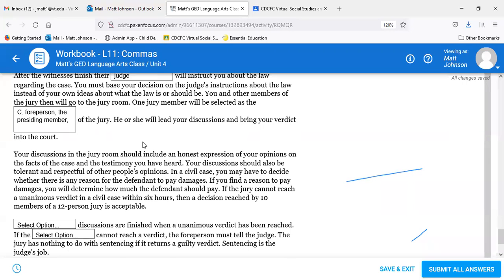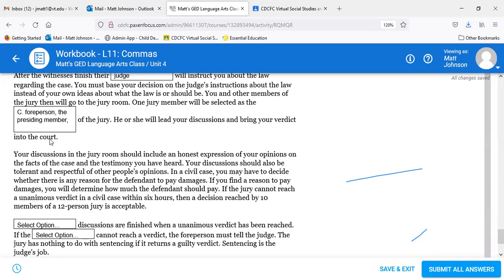So one jury member will be selected as the foreperson. Right. We could end there and have a sentence. Instead, we put the presiding member. Right, we offset that with commas: comma, the presiding member, comma, of the jury. So that's explaining what the foreperson is, right? So he or she will lead your discussions and bring your verdict into the court.